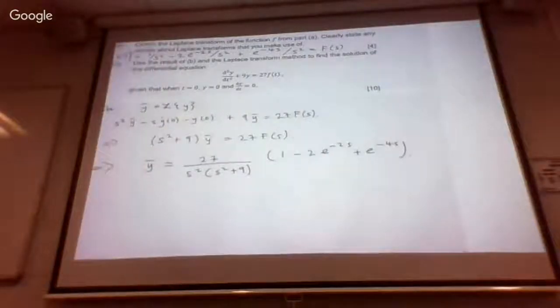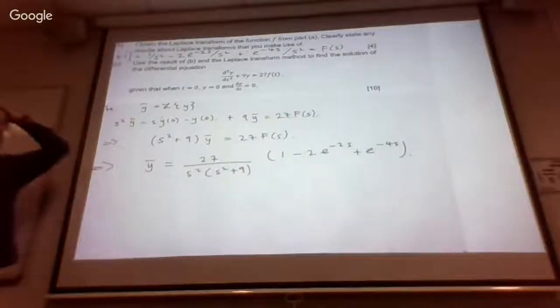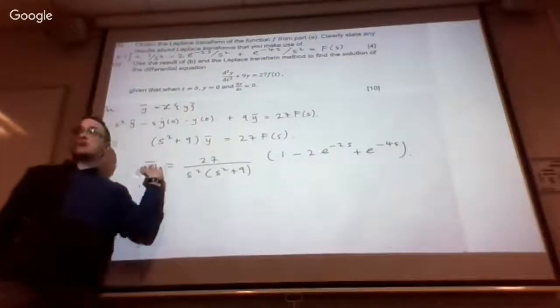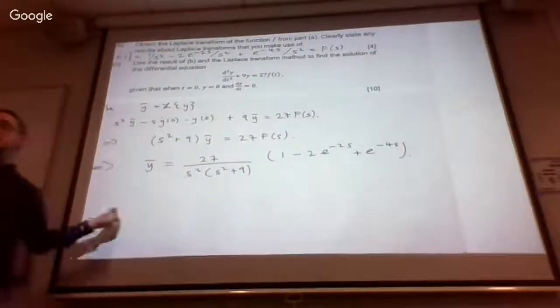Because in principle, that's the end of step 3. We've solved the transformed equation. Got it here, and now as our solution for y bar as a function of s, we just have to take the inverse transform.